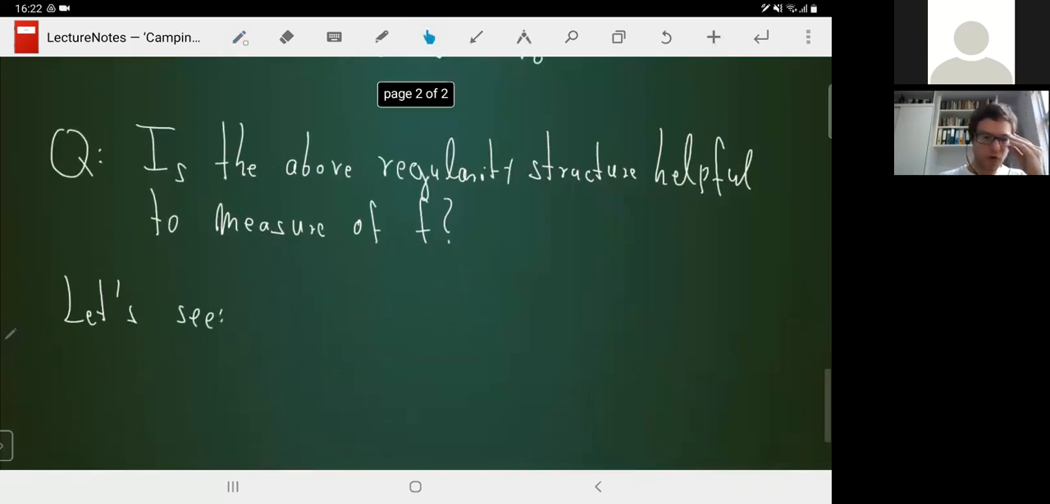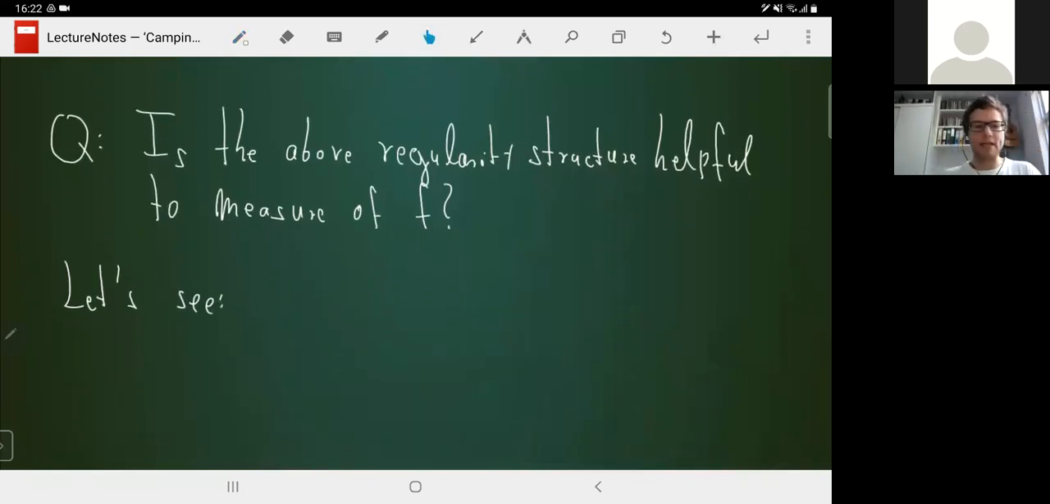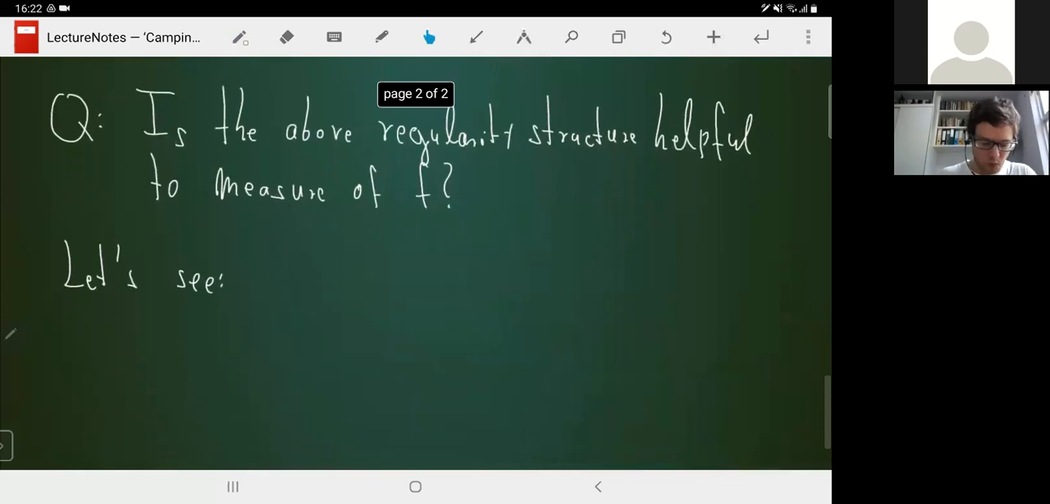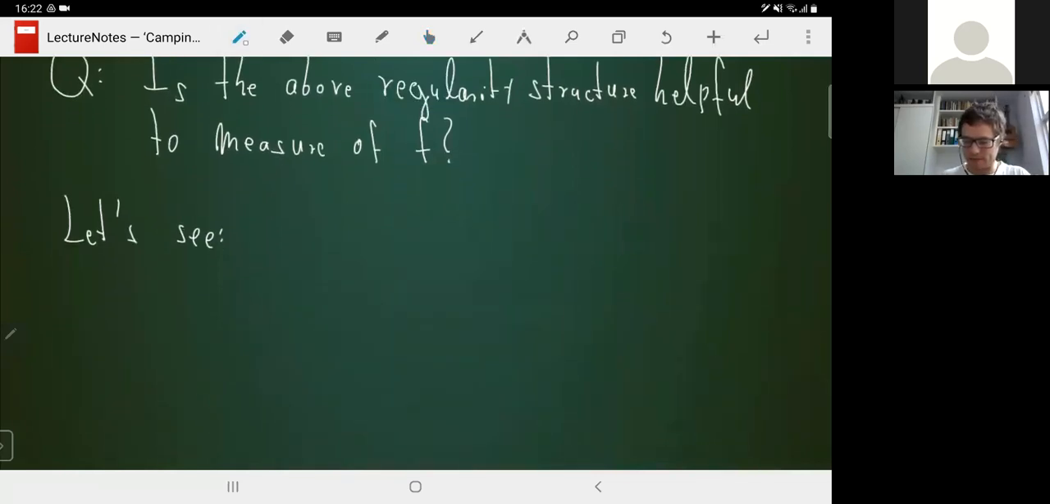I will now do a computation, and maybe at the beginning it's not clear what I will do, but I hope that at the end you understand why I did the computations that I did. Okay, so let's only look at the zeroth order component.